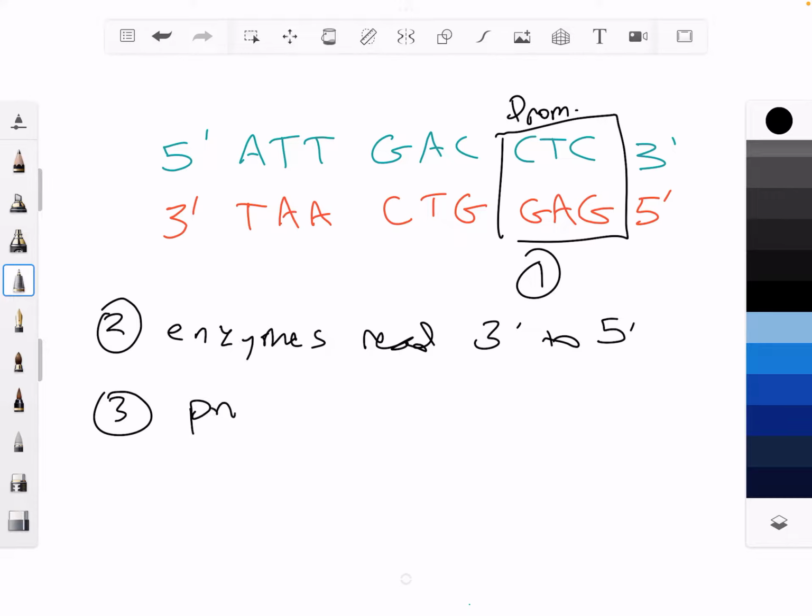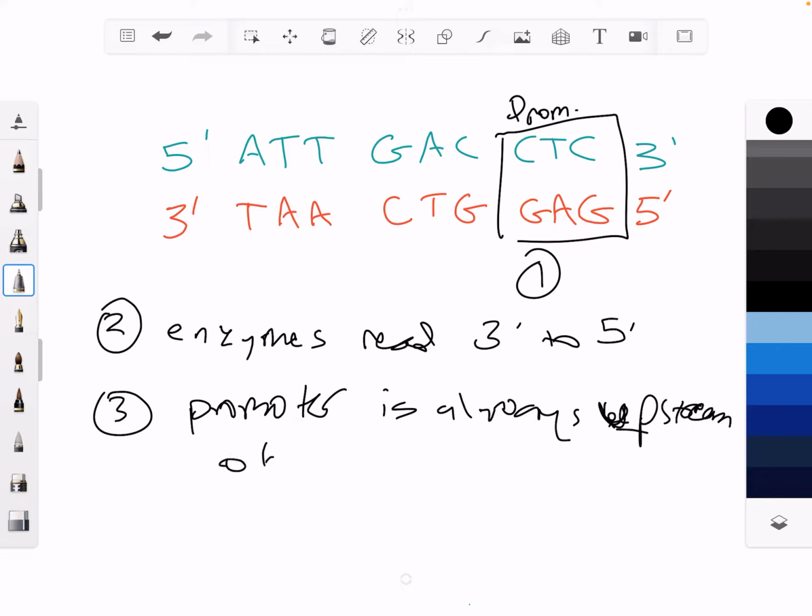So promoter is always going to be upstream of a gene. And what does that mean? It means that as you move towards the 5' end, you're going to encounter the gene. So we're going to have the 3' end, the promoter, and then the gene, and then the terminator, and the 5' end. And that's how it's going to read.